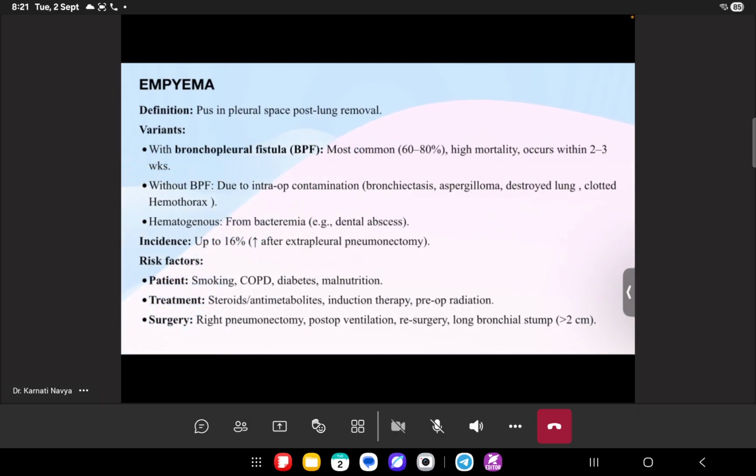Its incidence is up to 16% after extrapleural pneumonectomy, which is higher. Its risk factors are smoking, COPD, diabetes, and malnutrition. Treatment with steroids or antimetabolites, induction therapy, and pre-op radiation. Surgery followed by right pneumonectomy, post-op ventilation, resurgery, and a long bronchial stump of more than 2 centimeters are considered risk factors for empyema.